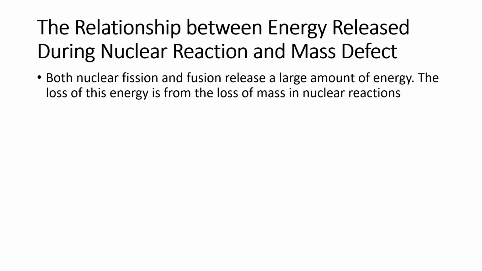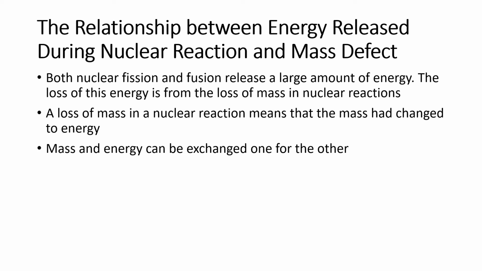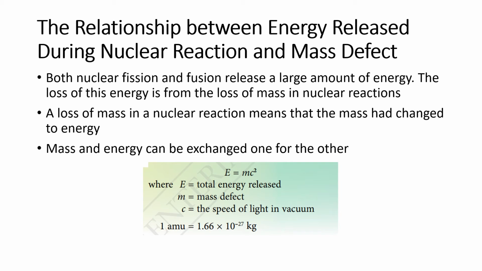From our discussion, we can say that both nuclear fission and fusion release a large amount of energy. This energy comes from the loss of mass in nuclear reactions. A loss of mass in a nuclear reaction means that the mass has changed to energy. And Albert Einstein said that mass and energy can be exchanged one for the other. So the relationship between energy released during nuclear reaction and mass defect can be written as this formula.